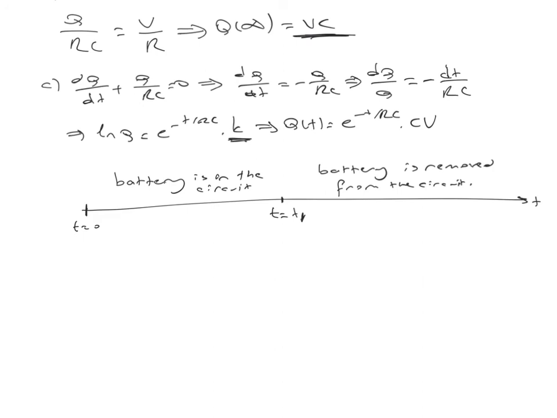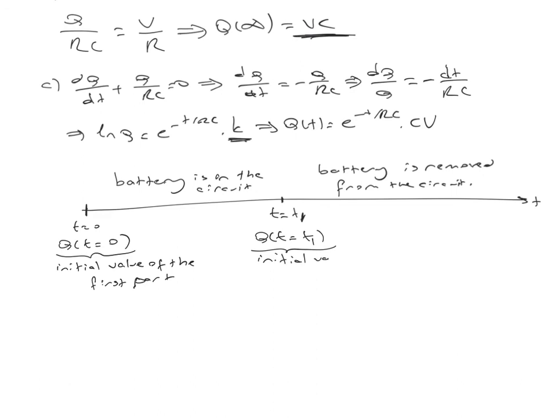So Q value at t equal to 0 is our first initial value, which belongs to the first part of the problem. And Q value at t equal to t1 is our initial value, which belongs to the second part of the problem. Since we are now dealing with the second part of the question, where battery is removed at t is equal to t1, we must behave like t is equal to t1 is our new starting point. So, in this equation, we must put t minus t1 instead of t.